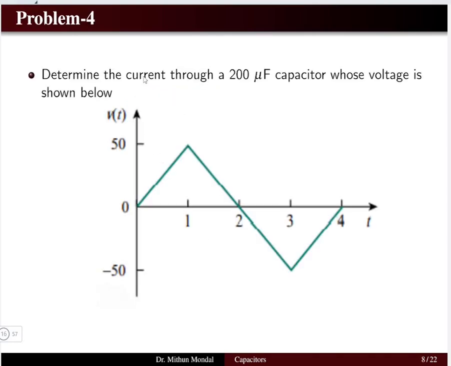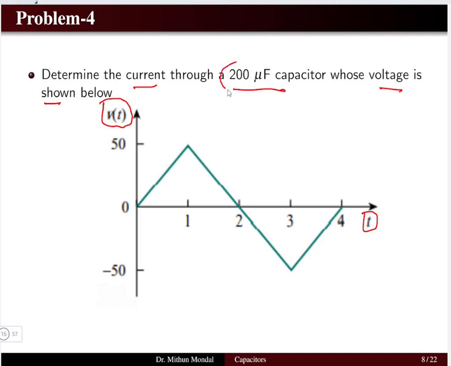Problem 4, determine the current through a 200 microfarad capacitor whose voltage is shown below. In the previous 3 problems we have gone with the direct formulae to solve the numericals. Now here we will be using the graph. So the waveform of the voltage is given to us. So voltage variation with respect to time is given. These types of problems we have already solved for inductors in the previous tutorial. So similarly we will solve in the case of a capacitor.